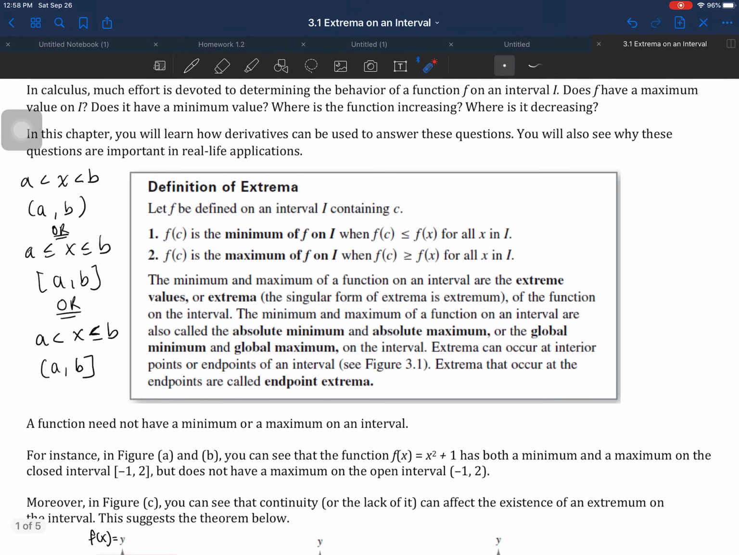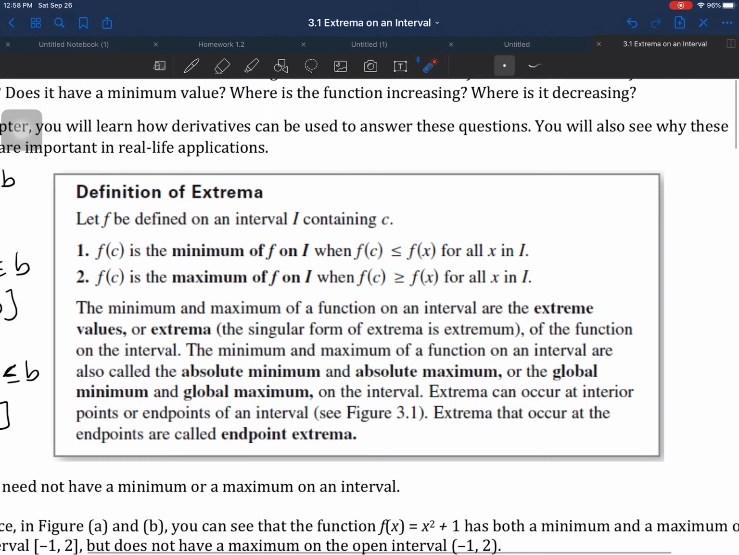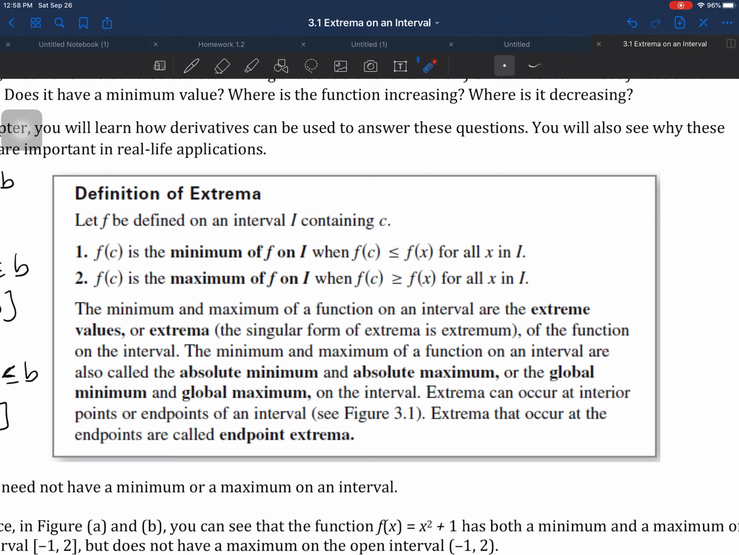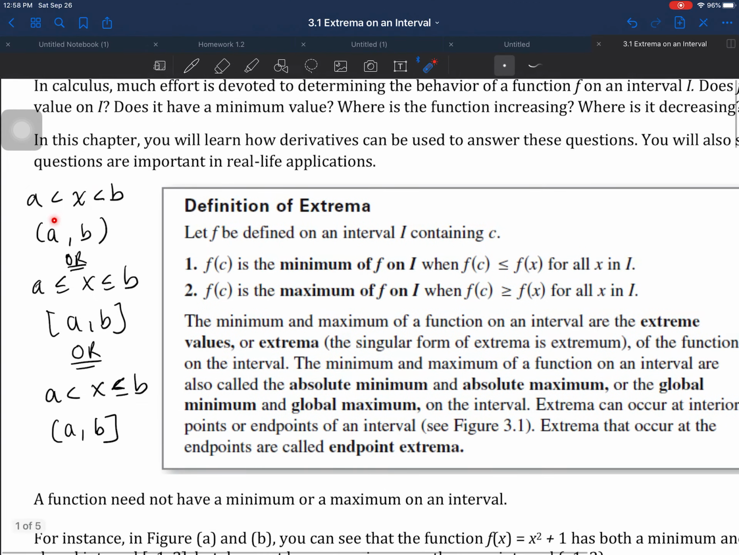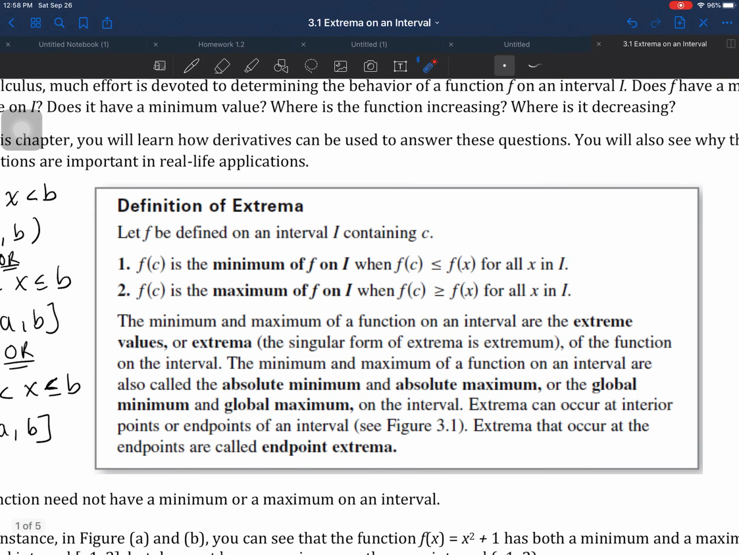So let me go back to the definition now that we have a better sense of what we're talking about with minimum and maximum. This way we can look at the details of a definition. So we have a function f that is defined on some interval I. It's very common for us to define intervals as I. Just interval, this means something of this form, containing an x value of c. There's an x value of c inside this interval.